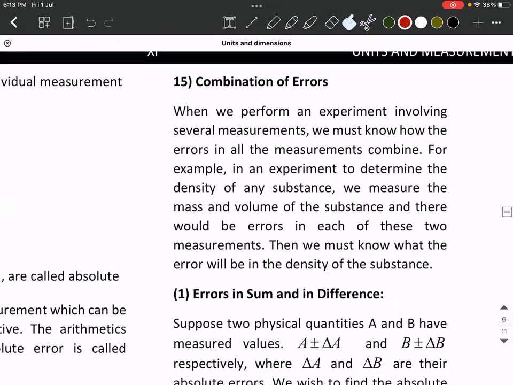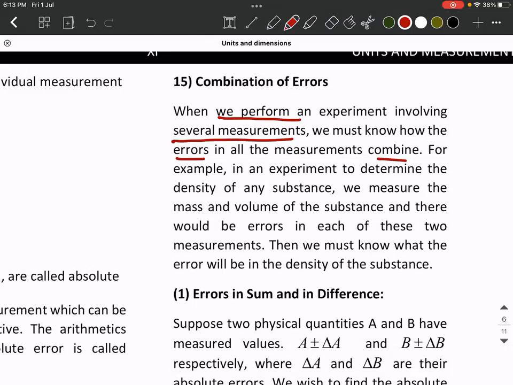Okay. So now we'll be discussing combination of errors, in the sense when there are certain physical quantities which are combinations of other physical quantities. Okay. So read the statement. When we perform an experiment, what can happen? They involve several measurements. So when those several measurements are taken into consideration, we will try to calculate how the errors occurring in each reading will affect the overall value. Okay. So we must know how the errors in all the measurements get combined.